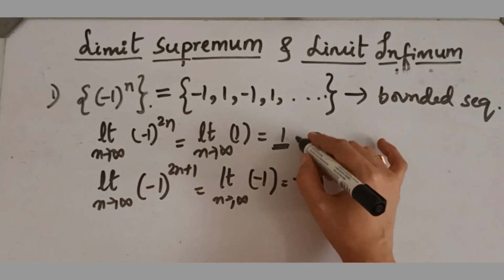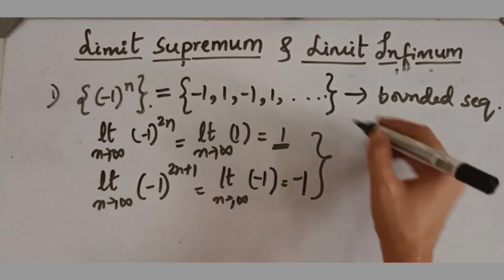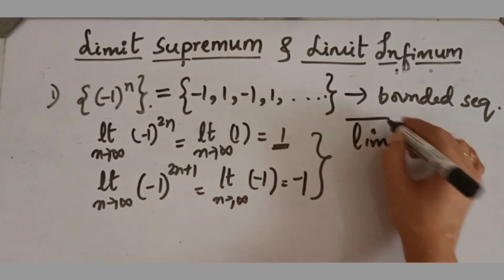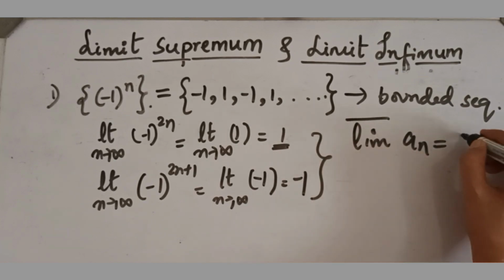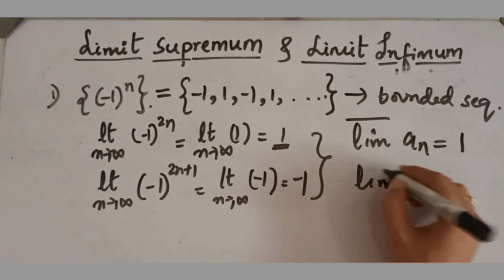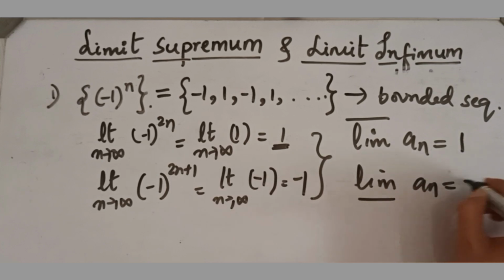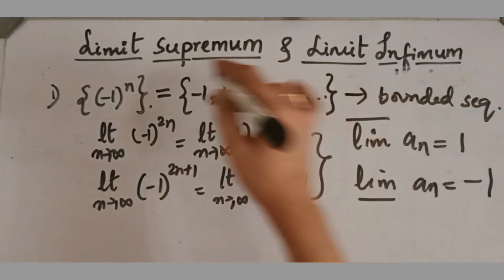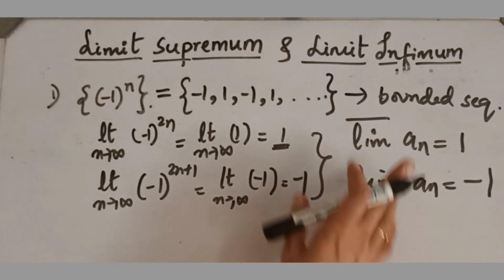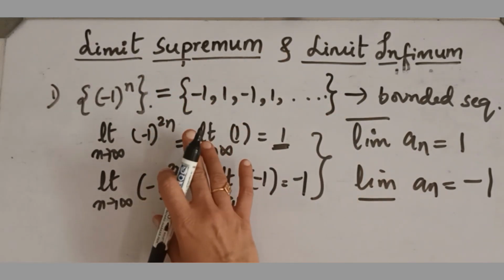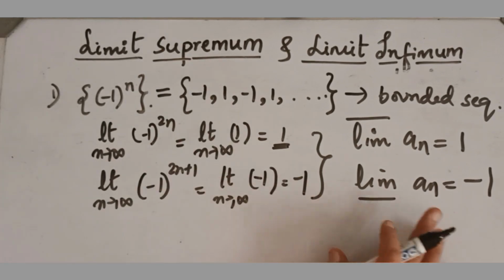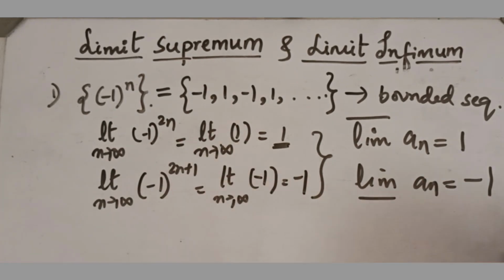So the maximum of these two limit points is the limit supremum. Therefore, limit supremum of a_n equals 1 and limit infimum of a_n equals -1. Here limit supremum is not equal to limit infimum, hence the sequence is not convergent. That is the way of checking the convergence of a sequence using limit supremum and limit infimum.